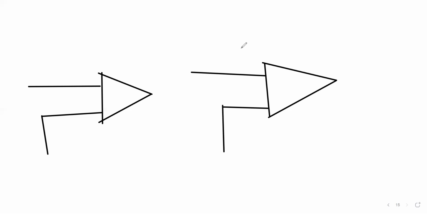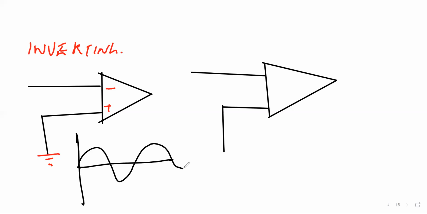Now I'm going to teach you. One input is minus, the other is plus. The plus I am grounding. In that case, it is called an inverting op-amp. I'll tell you what it is. No need to worry, it's a very easy thing to remember.